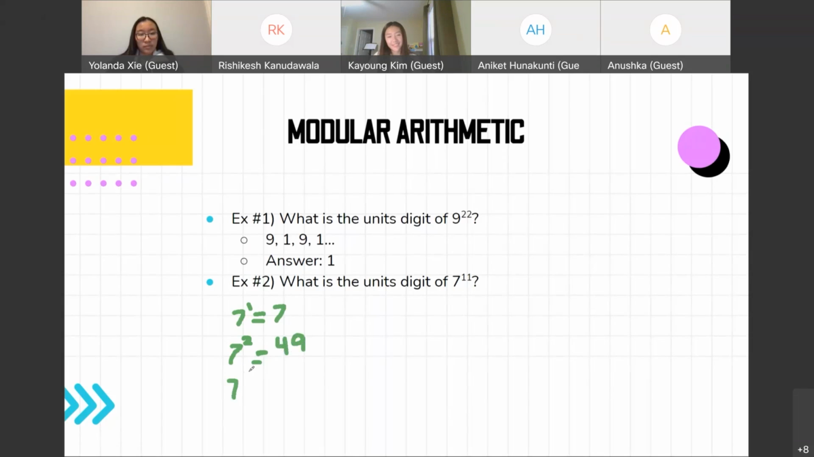Okay, now what's 7 cubed? If you don't know, we can just do it. 49 times 7. What's 9 times 7? 63. 7 times 4, 28. So it's 343, right? 343, yeah. 3, 4, 3. Okay, I don't see a pattern yet.